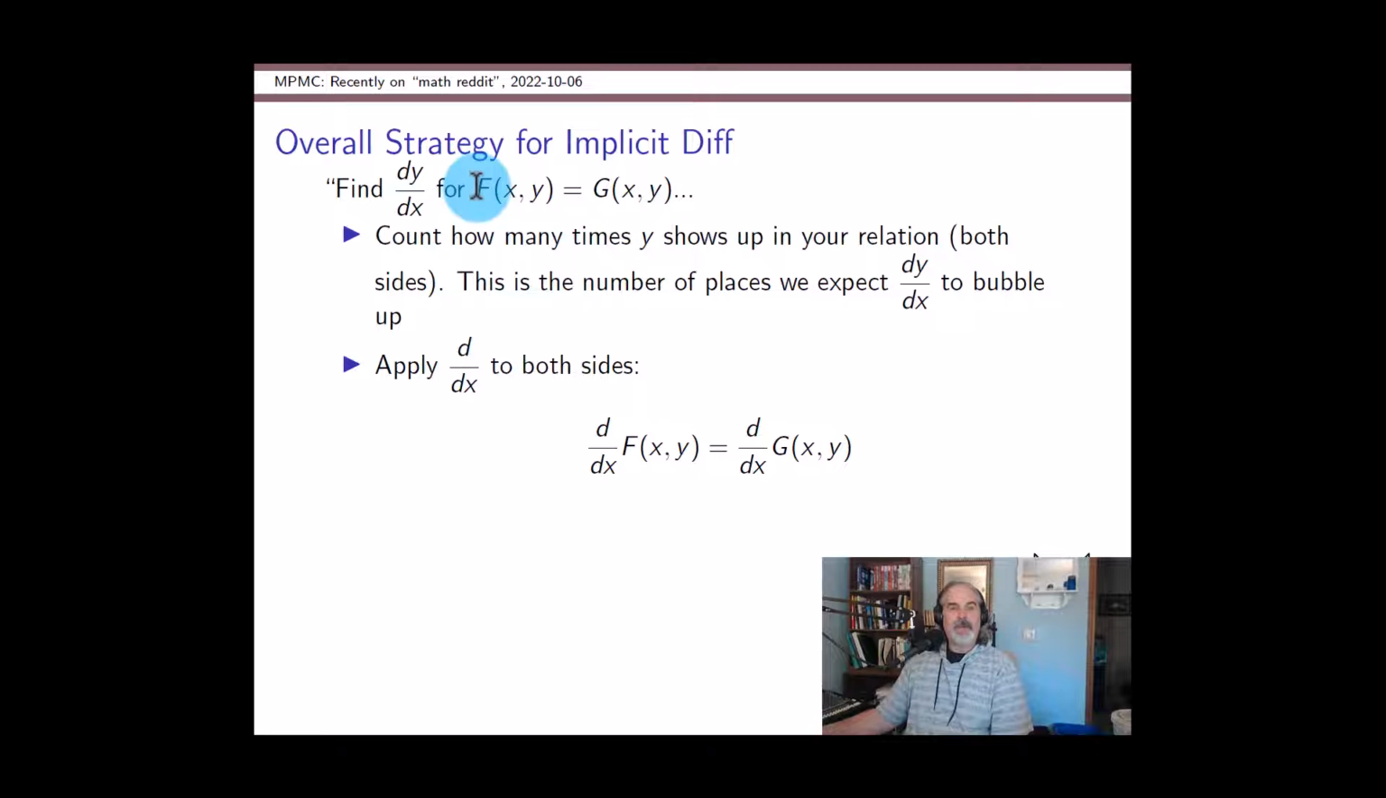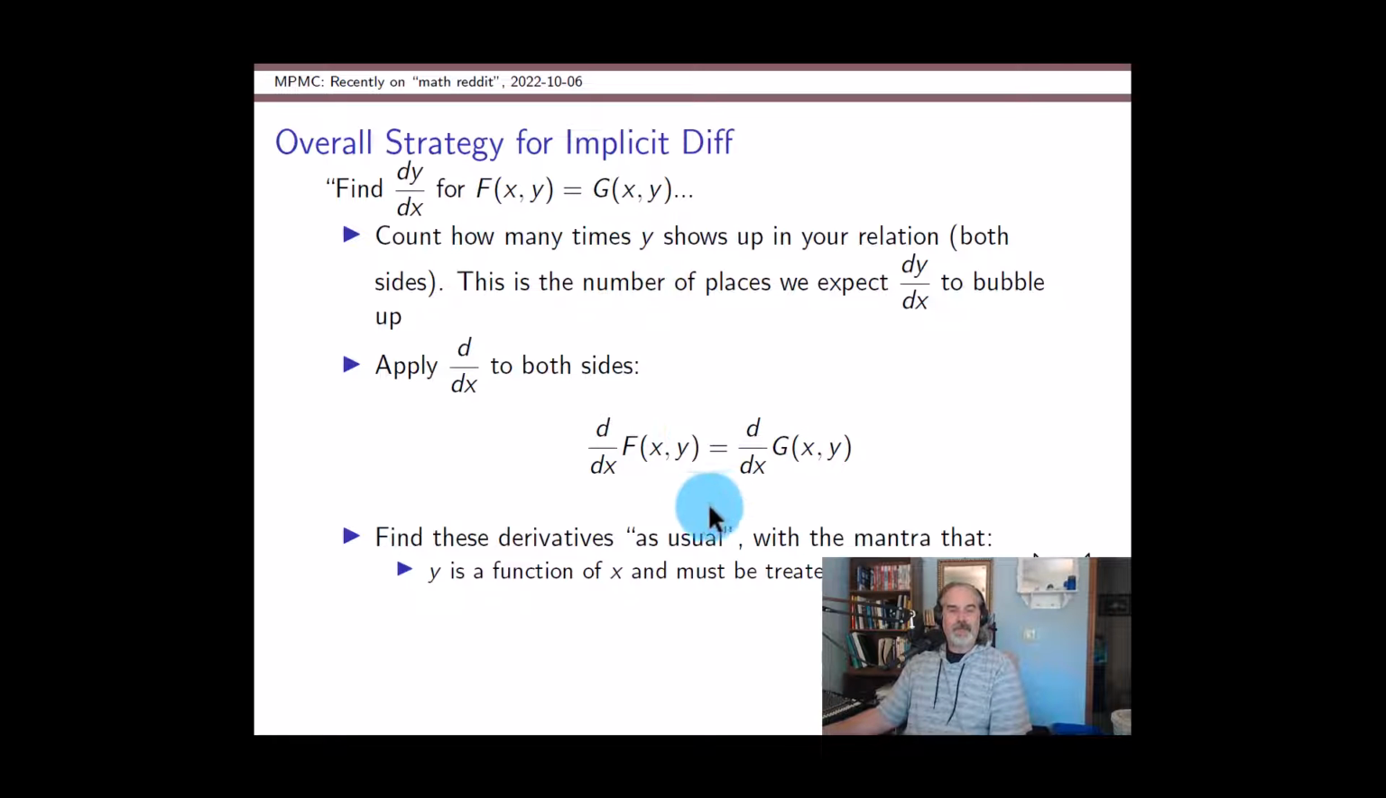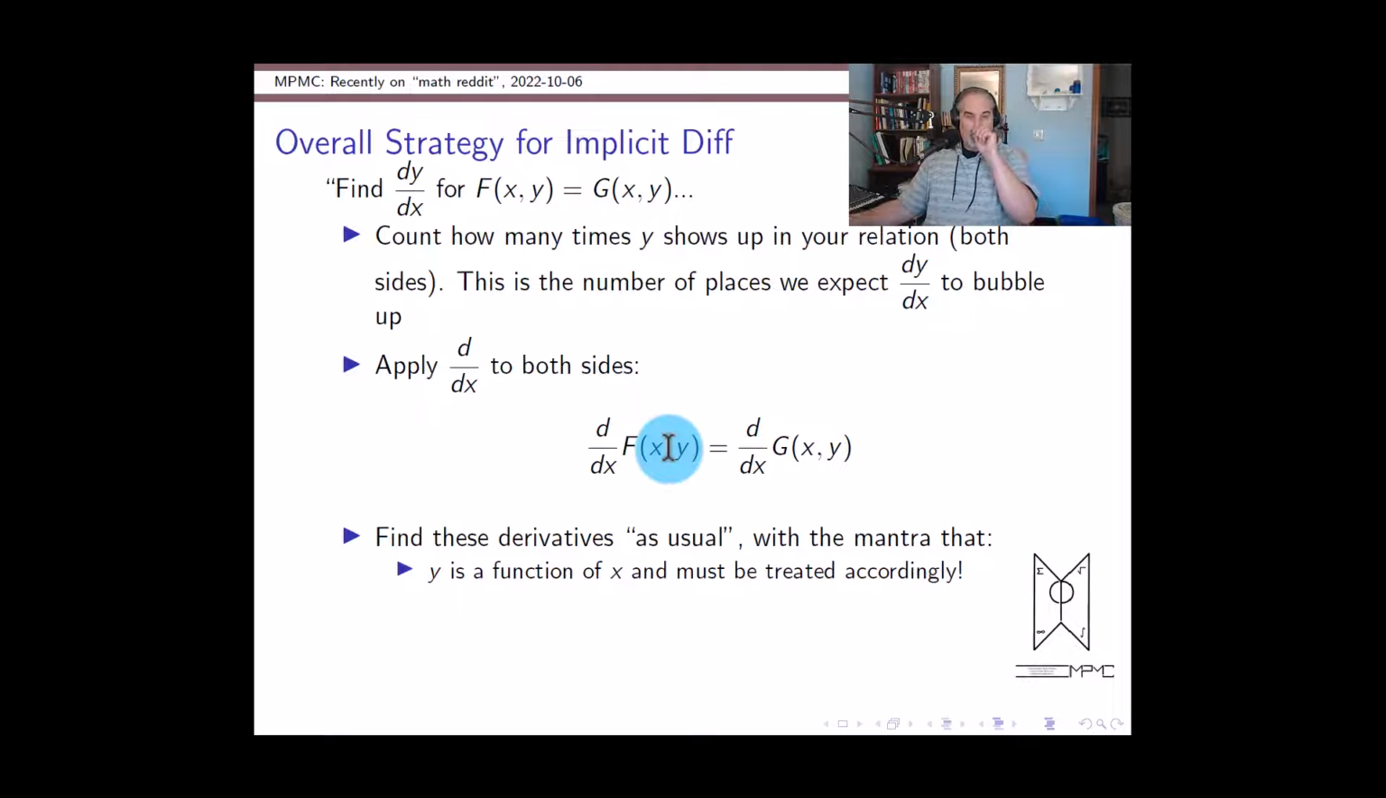But anyway, just like we did in the example, take your original expression, ask for the derivative of both sides with respect to x, and find the derivatives of these as usual, meaning remember that y is a function of x and it has to be treated accordingly. So if we're asking for the derivative of x times y, that's one function of x times another function of x, y, which means we need the product rule. If it's e to the y, well, y is a function of x, and so it has to be treated accordingly. So the derivative of e to the y isn't just e to the y, it's e to the y times dy dx because of the chain rule, and so on.